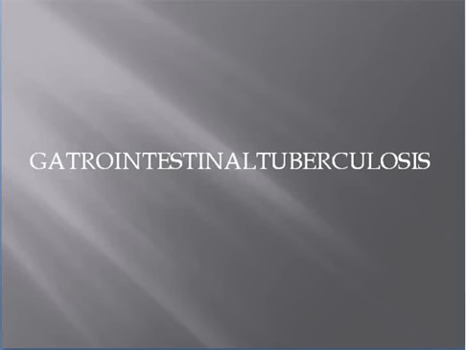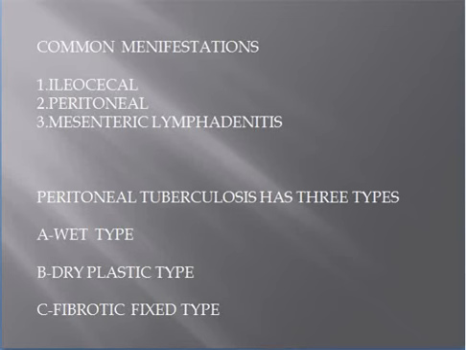Now the next system of the body which is involved by tuberculosis is the gastrointestinal system. Common manifestations: number 1, ileocecal; number 2, peritoneal; number 3, mesenteric lymphadenitis. And peritoneal tuberculosis has 3 types: A, wet type; B, dry plastic type; and C, fibrotic fixed type.